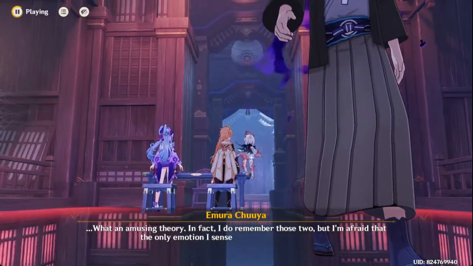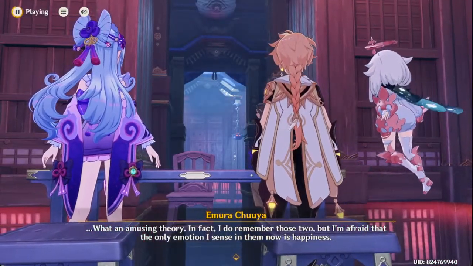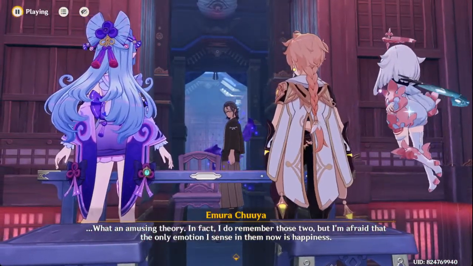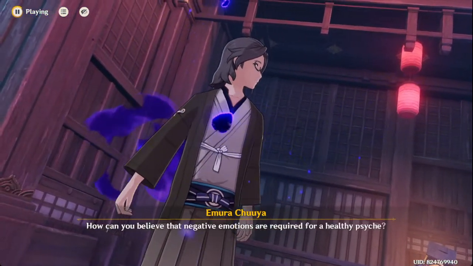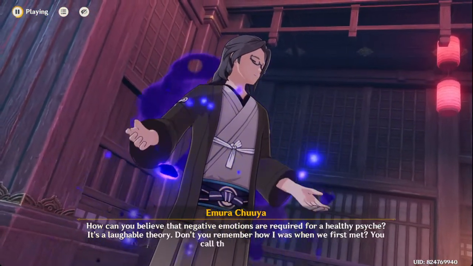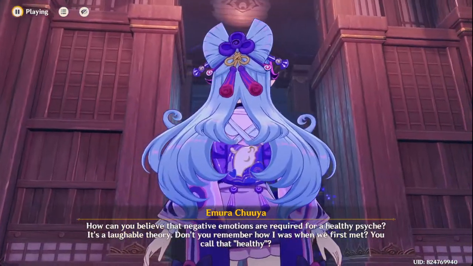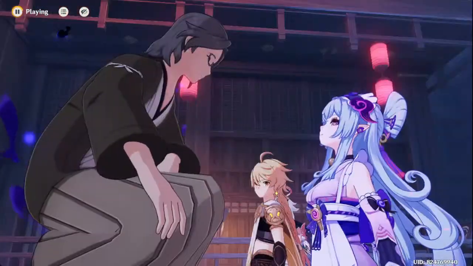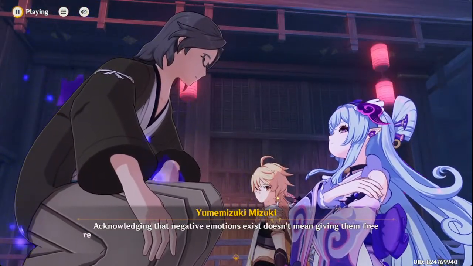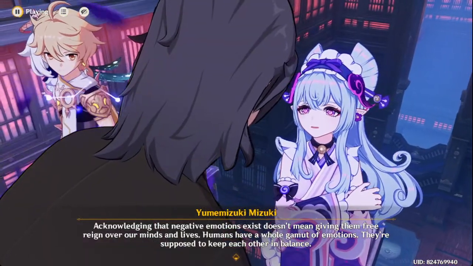What an amusing theory. In fact, I do remember those two. But I'm afraid that the only emotion I sense in them now is happiness. How can you believe that negative emotions are required for a healthy psyche? It's a laughable theory. Don't you remember how I was when we first met? You call that healthy? Acknowledging that negative emotions exist doesn't mean giving them free rein over our minds and lives.